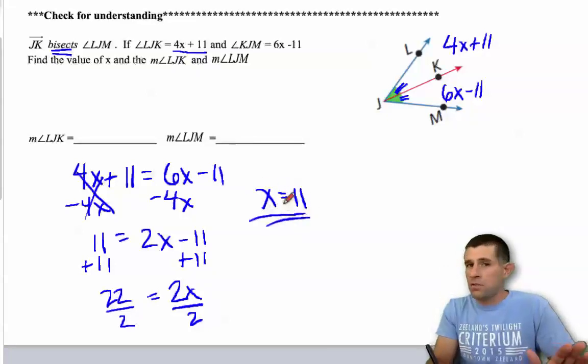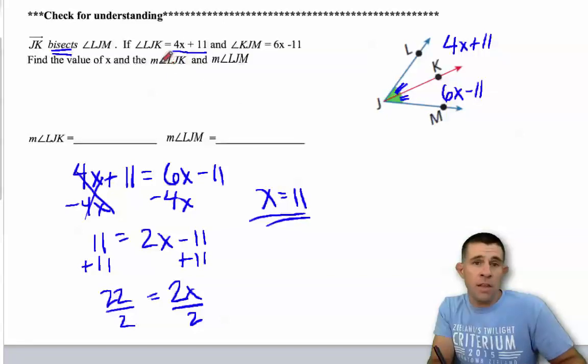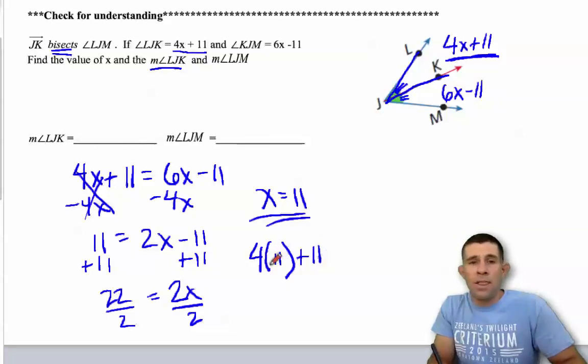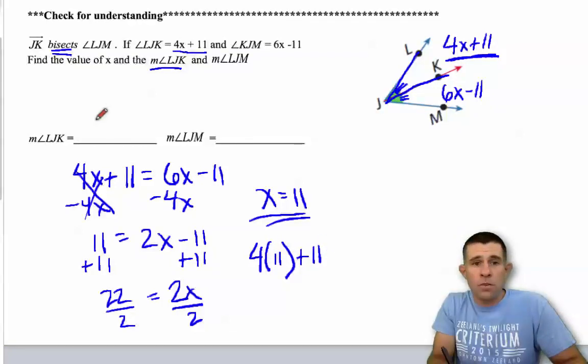Now, that doesn't answer my question fully. I needed to find x in order to find the measure of LJK. So LJK is right here. Its expression is 4x plus 11. So that means I need to take 4, multiply it by 11, and then add another 11. That's 44 plus 11, which is 55 degrees.